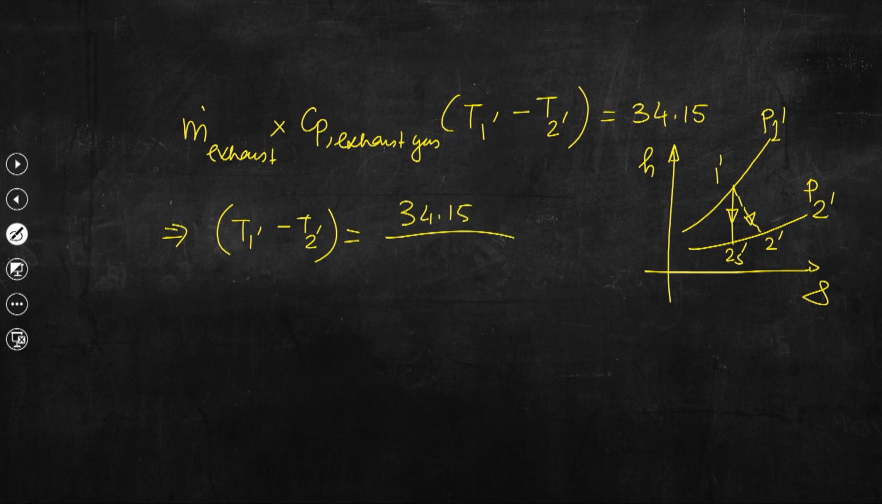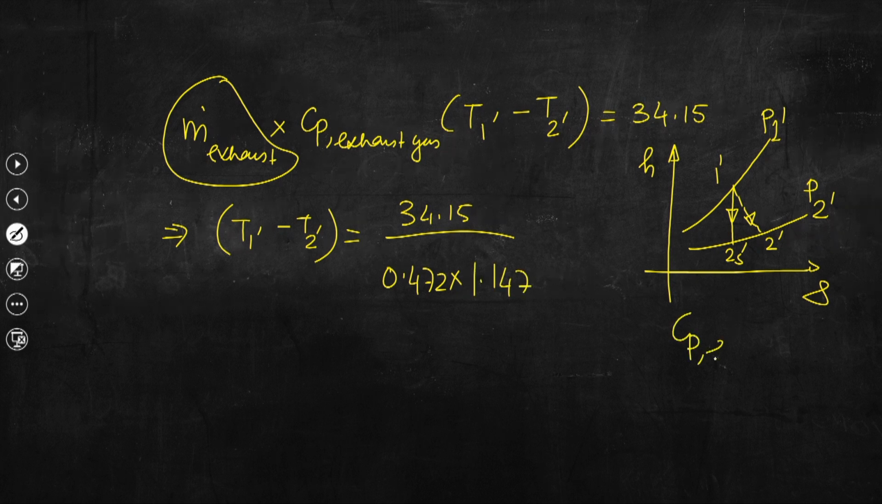34.15 divided by m dot exhaust, that is the mass flow rate of air. So, this is again assuming that this is 0.472 into Cp exhaust, which is 1.147. So, Cp of exhaust gas is given as 1.147 kilojoule per kg Kelvin. Okay.